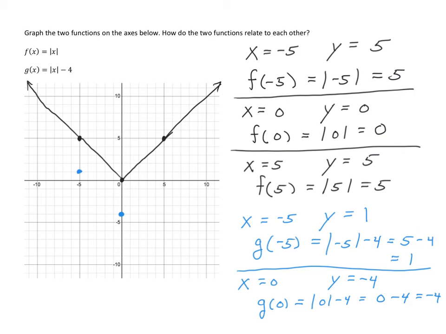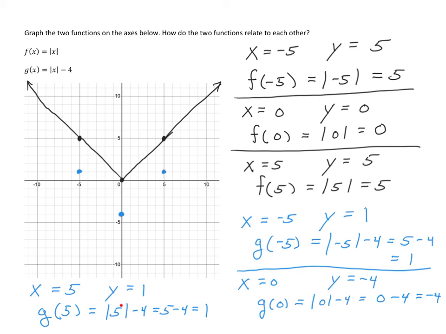And we'll do one more. I'll also look at x is equal to +5. What's the corresponding y value? In symbols, that is figure out or compute g of 5. That's the absolute value of 5, then minus 4, which is the same thing as 5 minus 4, which is 1. And we get this spot here. X equals 5, y is equal to 1.